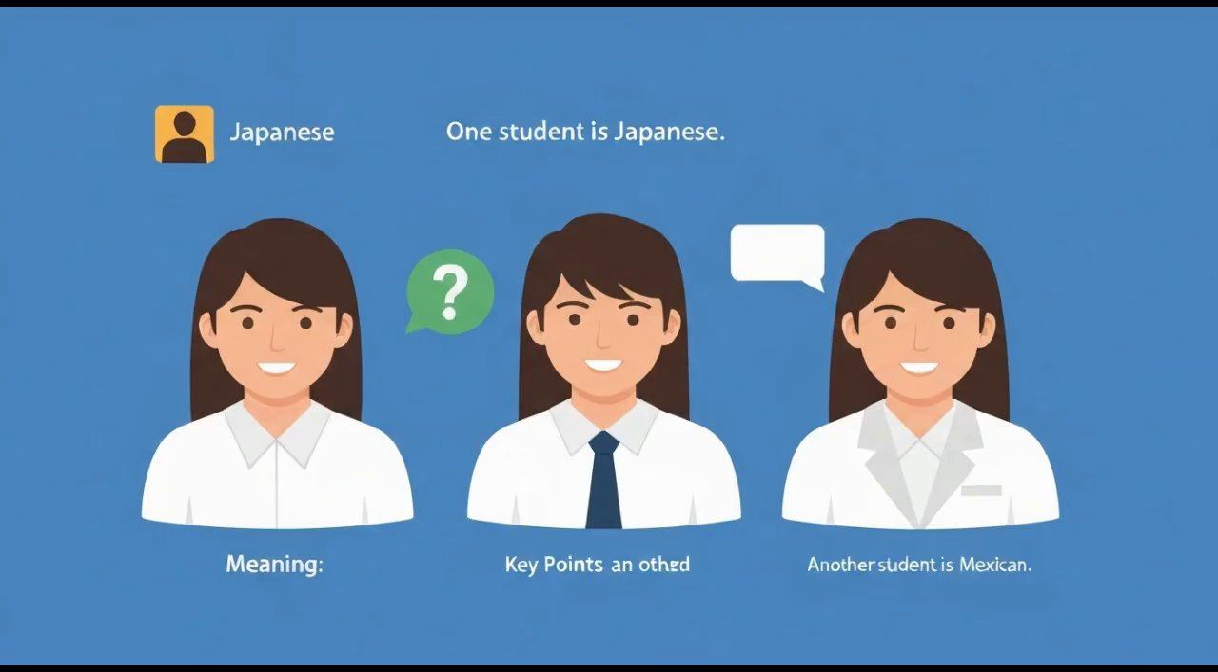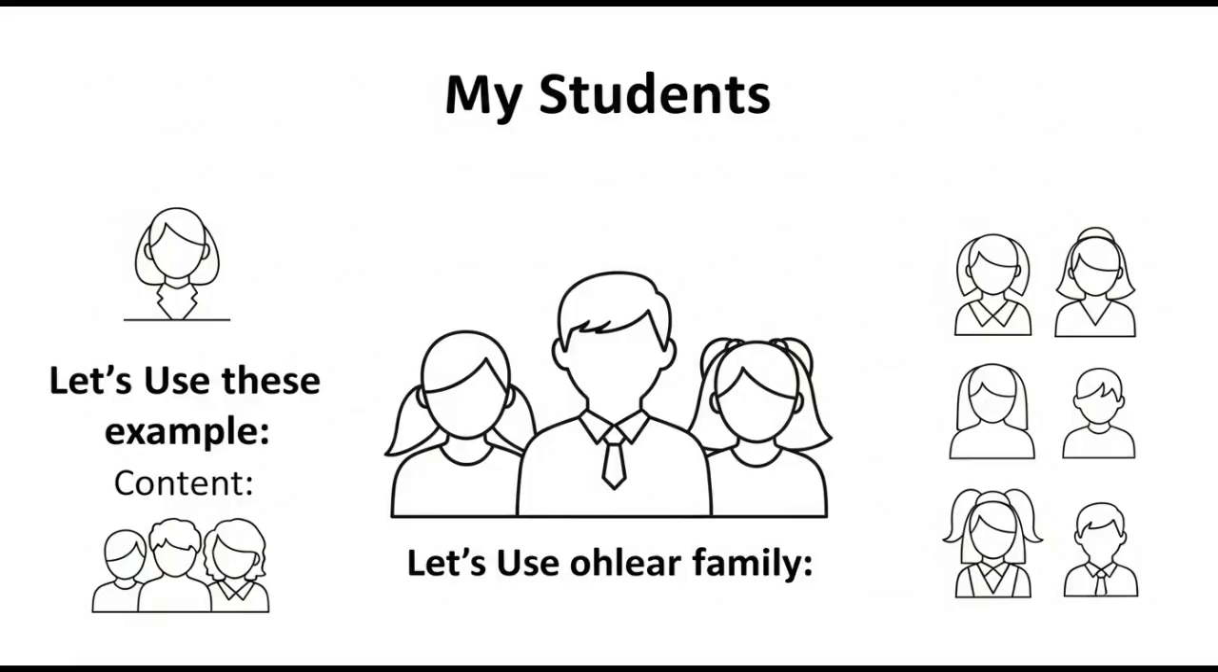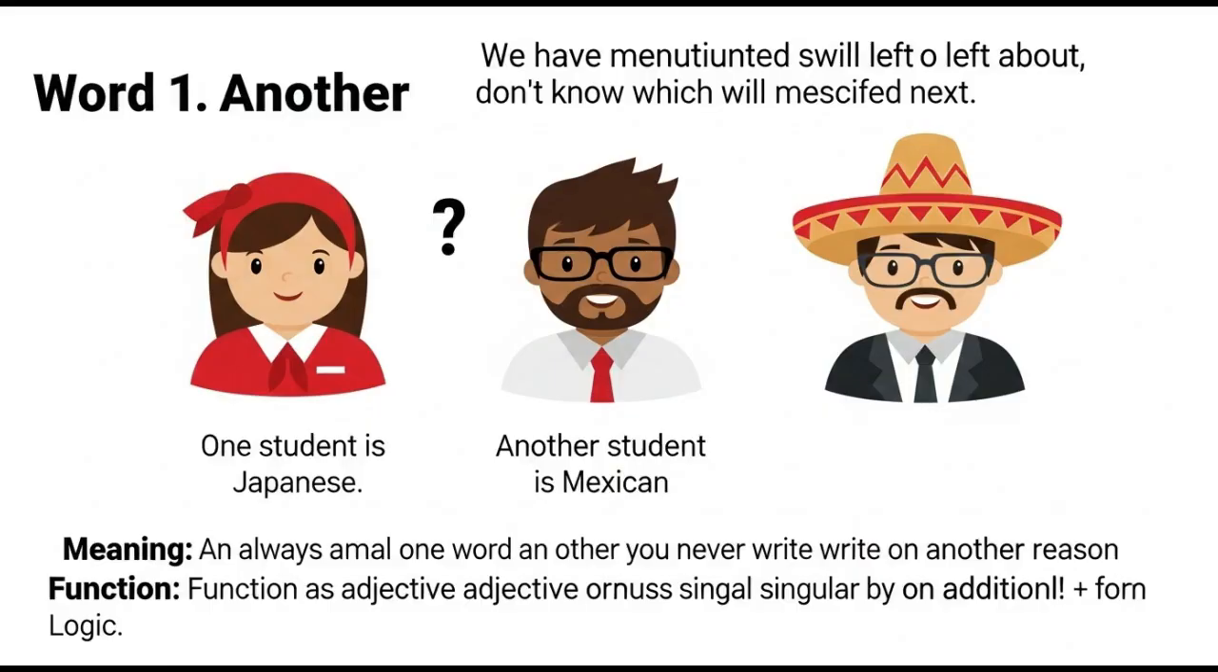I have a very international class. I have a Japanese student. Another student is Mexican. Now, why did I use another? Because I have 2 students left. You don't know which one I'm going to speak about. It's very general, okay? Remember, the difference between the other and another is the same as the difference between the and an. Specific, other, any other. The differences, very important to remember, this is always together, one word. You don't write an other, you don't separate, always together.